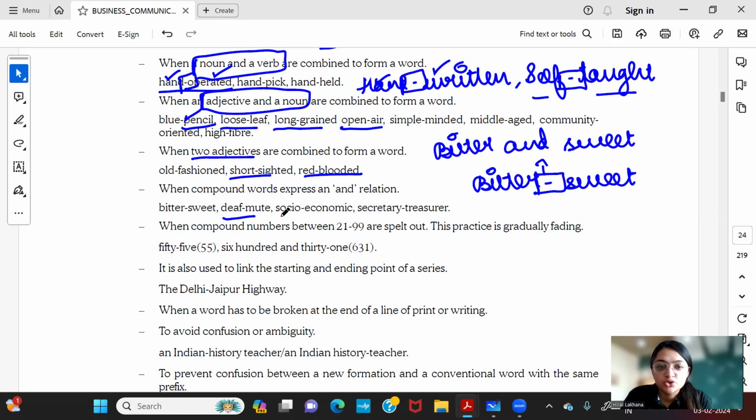So we have deaf-mute, socio-economic, secretary-treasurer. So if we are saying she was the secretary and treasurer of the union, we can say she was the secretary-treasurer of the union.